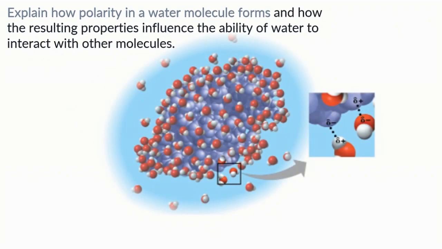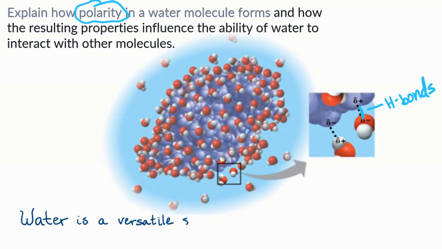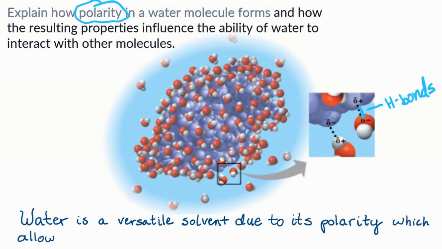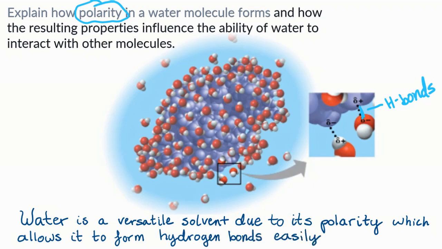The reason why understanding water's polarity is so important is because the likelihood of molecules forming bonds and or being able to dissolve in water is based on the polarity of the molecule and the resulting hydrogen bonds that form between water and that molecule. Water is a versatile solvent due to its polarity, which allows it to form hydrogen bonds very, very easily.